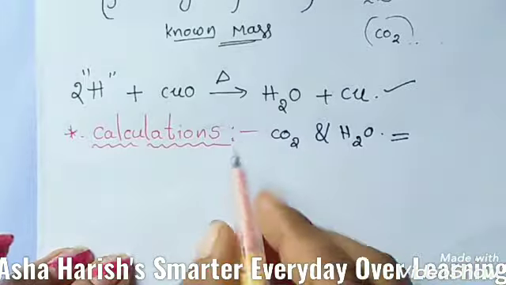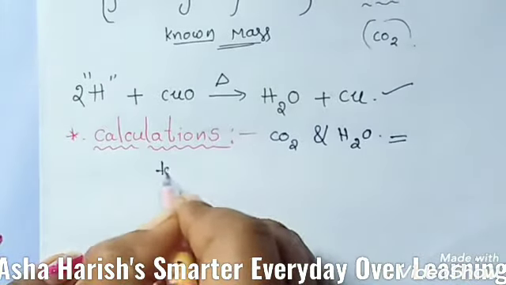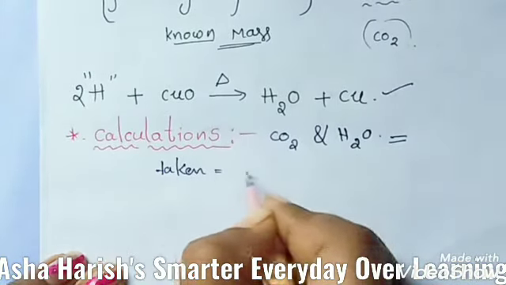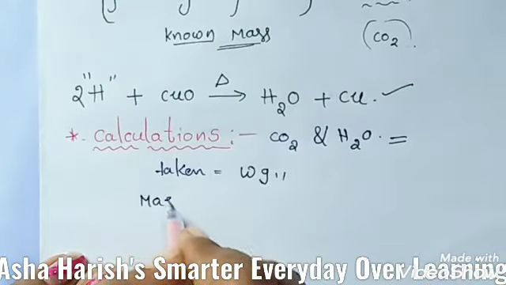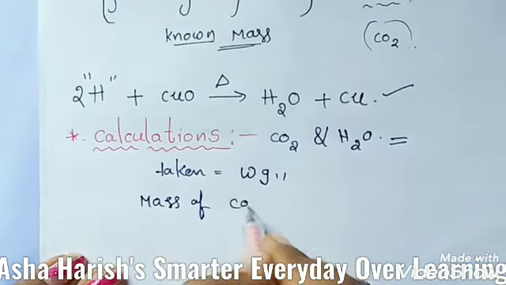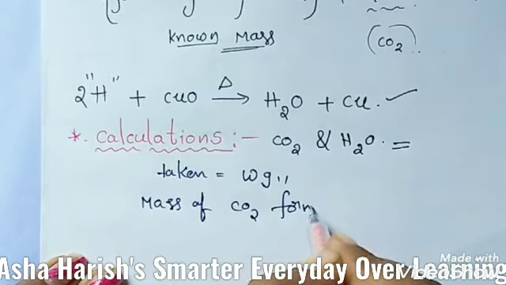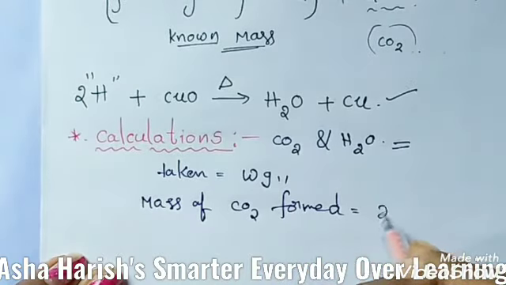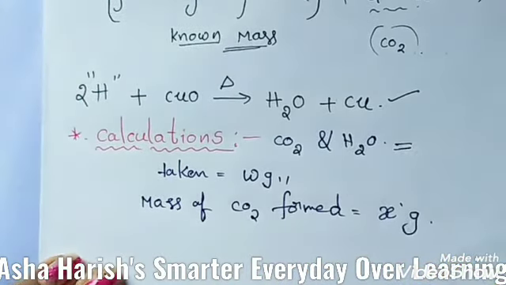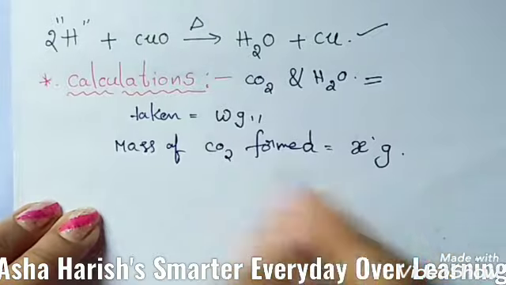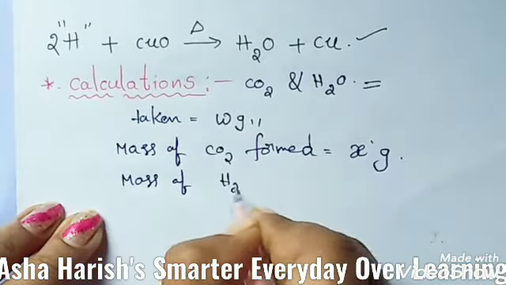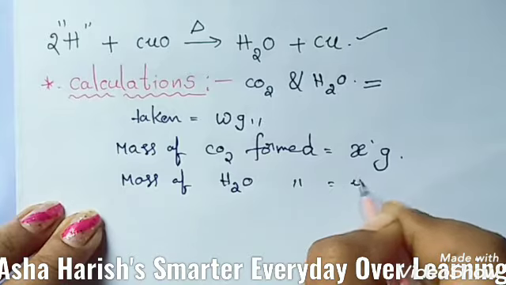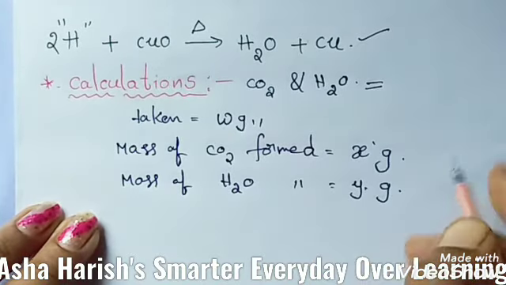Suppose the mass of the substance taken is w grams, the mass of CO2 formed is X grams, and the mass of water formed is Y grams.